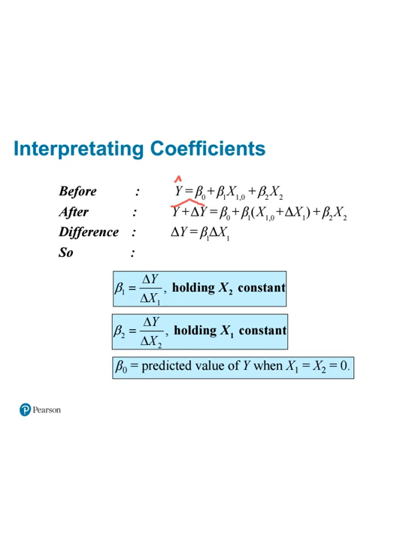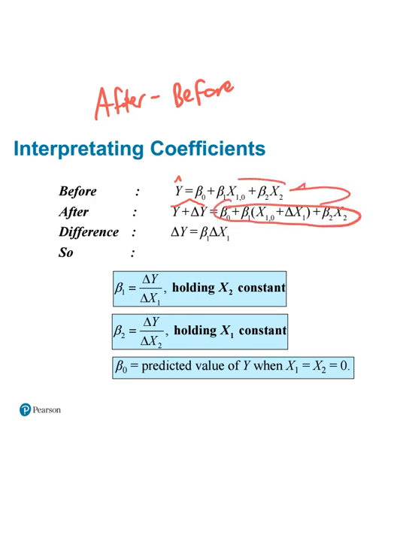When we find the difference, when we subtract one from the other, the after minus the before, so after minus before, right? So take this equation right here, and from it subtract this equation. What we have left is just this. We have beta 1 delta x1. Now if you divide both sides by delta x1, what we have is that beta 1 then is trying to estimate the change in y for a small change in x1. Okay, holding x2 constant.